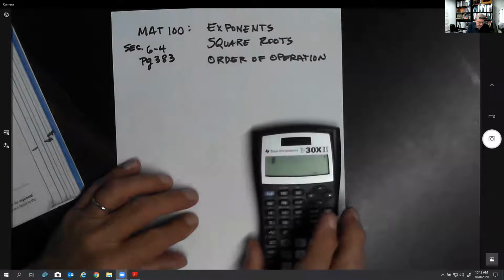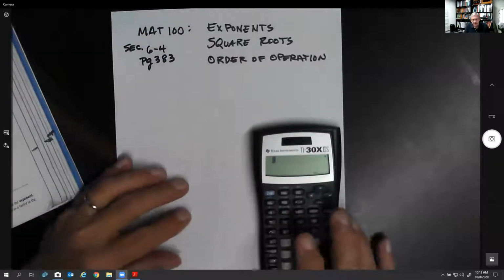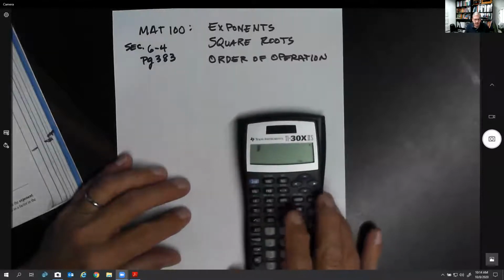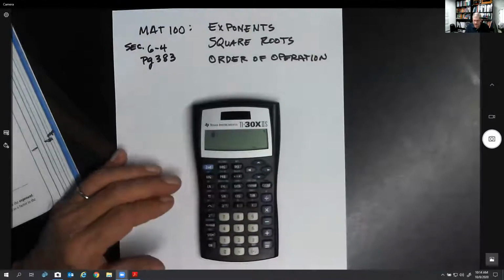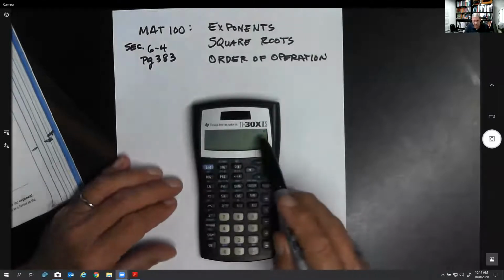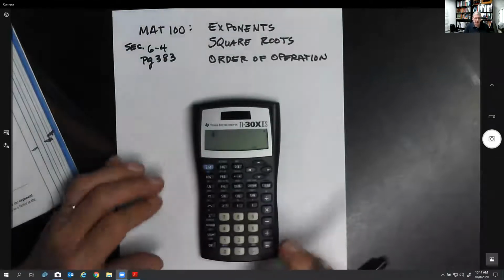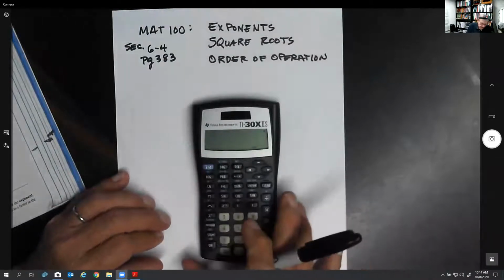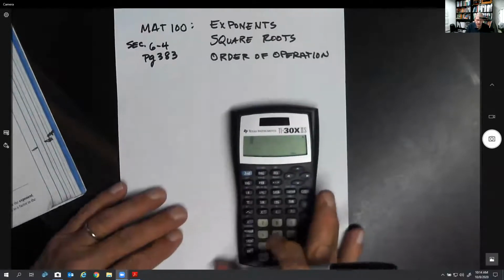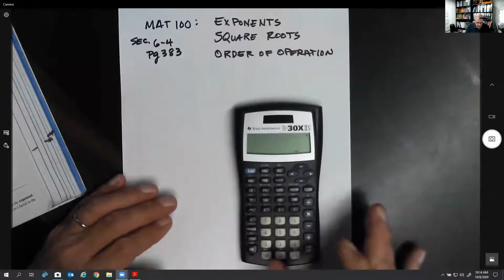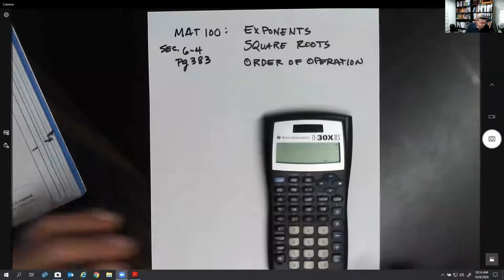Mat 100. In this lesson, which is section 6.4, beginning on page 383, we're going to discuss exponents, square roots, and order of operations. And I'm recommending that you use this calculator, the TI-30X2S, because on different calculators you are going to use different keys, but this is a fairly reasonable calculator. We use it for a lot of our courses, and I think it would be very helpful.